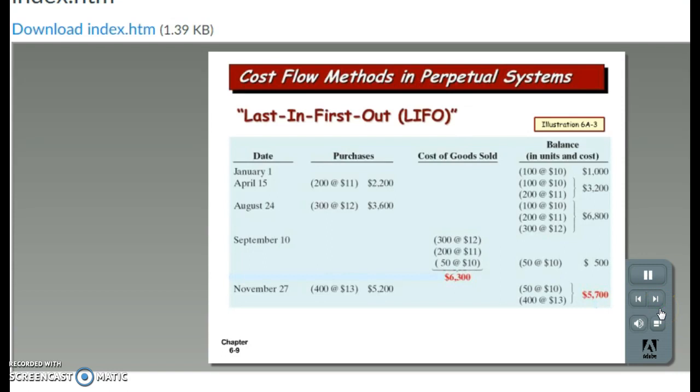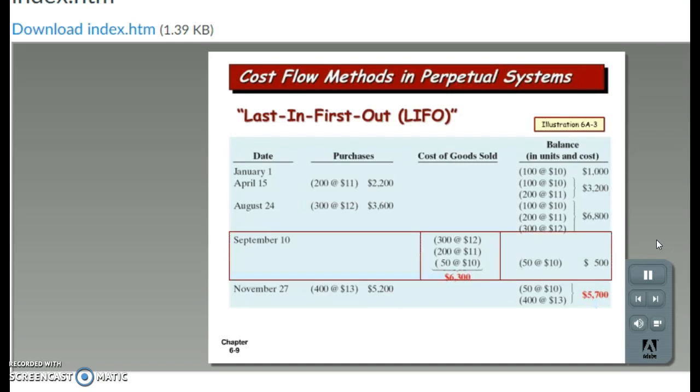The worksheet for the LIFO example will be the same as FIFO up until the sale on September 10th of the 550 units. The inventory that is available to be sold is comprised of the following inventory. LIFO assumes the latest goods purchased are the first to be sold. Therefore, the sale will first consist of the 300 units at $12 each. Marking through the units signifies the units have been sold. Next, the 200 units are sold and marked through.